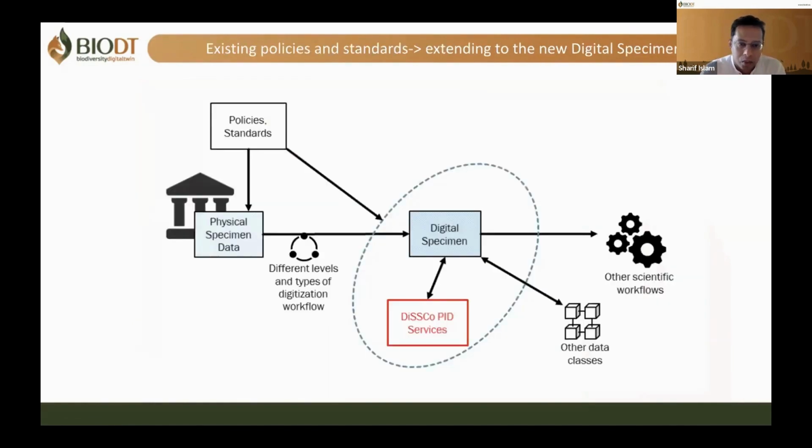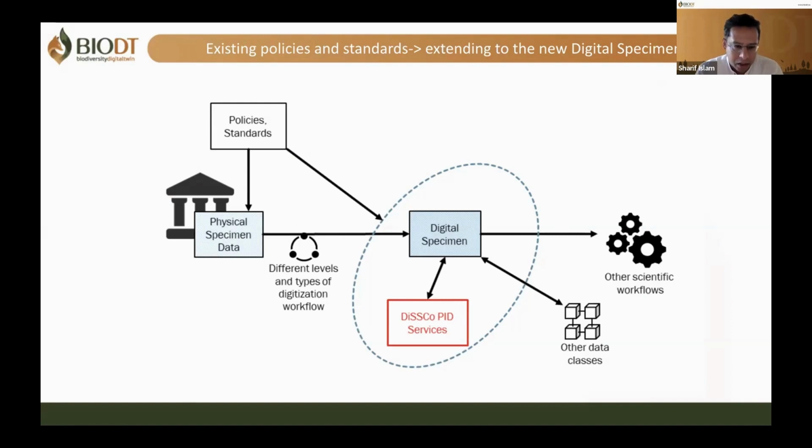However, there are policies and standards in place that help us curate the physical specimen data. There's already a variety of different data standards. There are different ways of digitization and workflow. All of these things with the existing practices, we want to bring to the next level in this digital object architecture level with the idea of the digital specimen. And particularly, I'll give an example in a minute about how we use persistent identifiers and metadata for all these objects to connect them with other data classes, workflows, and doing different sorts of scientific operations on them.